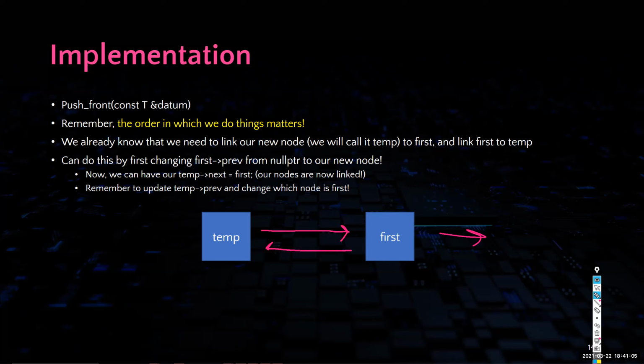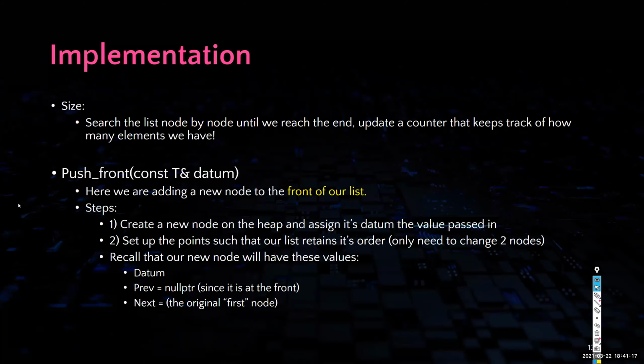First's previous is going to be this, and temp's previous will be null pointer. And then our list is complete. But the process for that can be a bit hard to understand, so we'll go through this for a little bit. Over here, I made a couple of steps. We go ahead and create our new node on the heap. We did that. And then we have to change what our nodes point to.